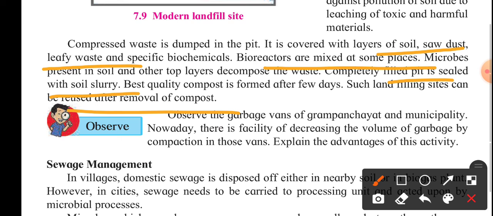So the compost that is being prepared inside that pit can be used again. After removal of that, the pit can be used again for further garbage to decompose.